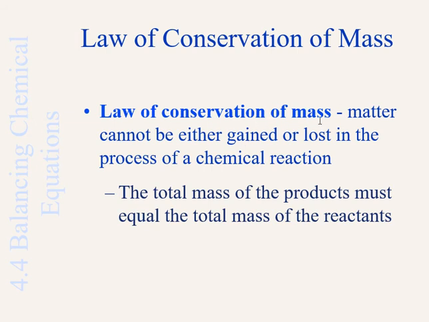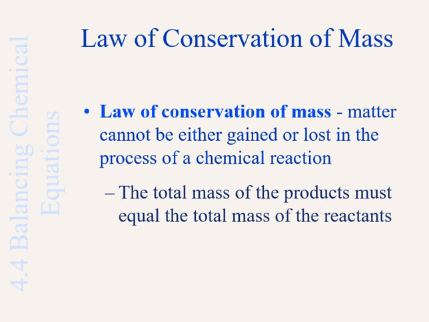According to the law of conservation of mass, matter cannot be created or destroyed. Matter cannot be either gained or lost in the process of a chemical reaction. Whatever we start with in our reactants must be preserved in the products. Sure, the identity of the products is different than the identity of the reactants, but when you count the individual number of atoms of each kind in the reactants, you must have the same number of atoms within the products as well, of the same kind.